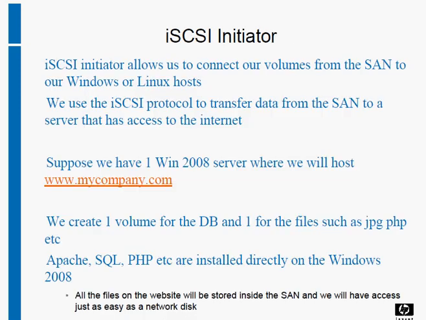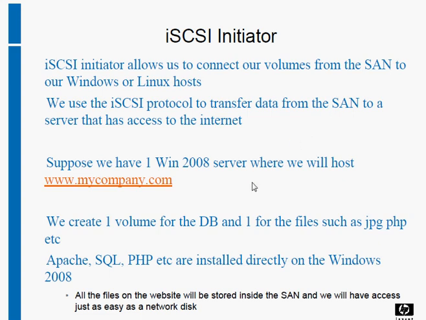Now, the iSCSI Initiator. This one comes already installed on Windows 2008 server. If you have 2003, you can download it for free. The iSCSI Initiator allows us to connect the volumes from the SAN to our Windows or Linux host. This is what we're going to use to link between our SAN environment and have our data available on our Windows or Linux server. So this is the protocol we use, iSCSI.